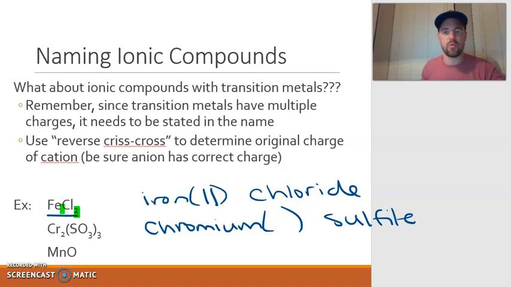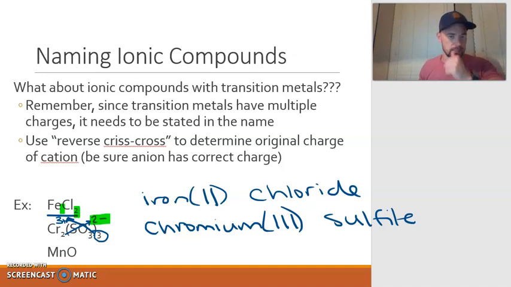Now we just have to figure out what that Roman numeral is. We can do reverse crisscross or the T-chart. If I do reverse crisscross, the 2 goes back up to be the charge for sulfite, -2, and the 3 out here goes back up to be the charge for chromium. Just check. Is the charge of sulfite actually -2? It is. So that means this was not reduced, and therefore the charge of chromium is indeed Roman numeral 3.